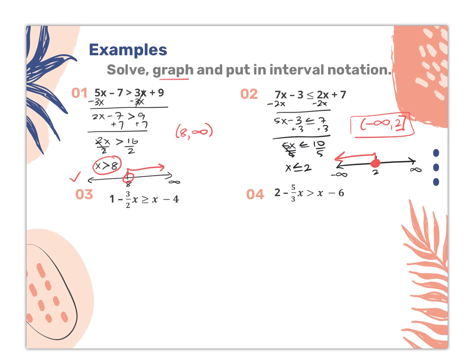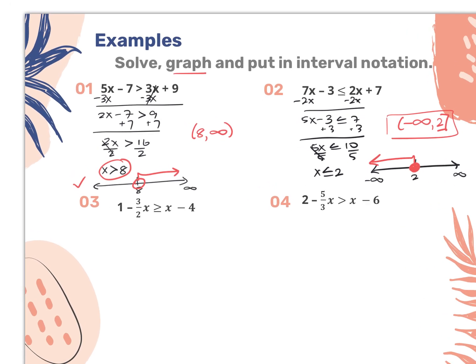Keep going here. Now notice in this problem we have a fraction. You can work with negative 3/2 if you like. I personally do not like to do that. So what I like to do is multiply by my least common denominator, which would be 2. I'm going to multiply everything by 2. That's going to give me 2 minus 3x is greater than or equal to 2x minus 8. This to me is a much simpler problem.